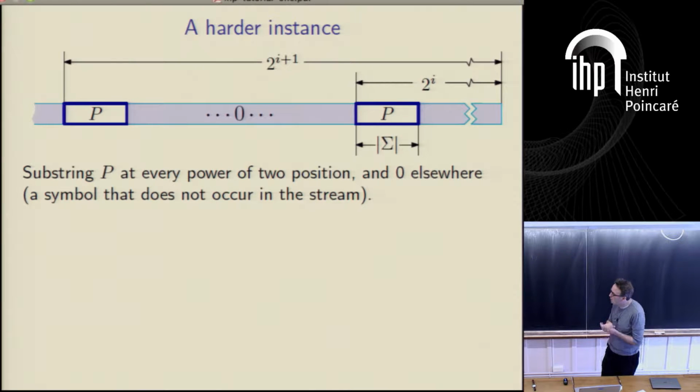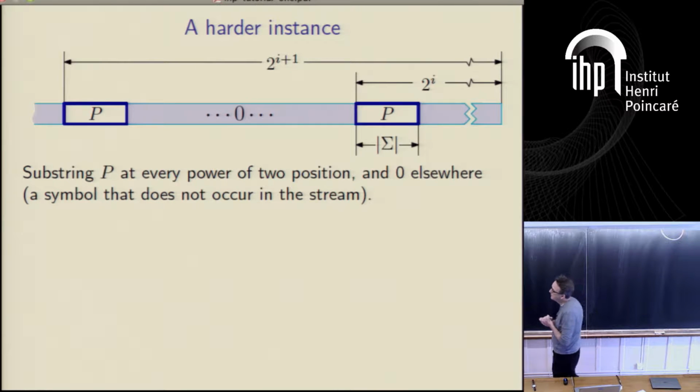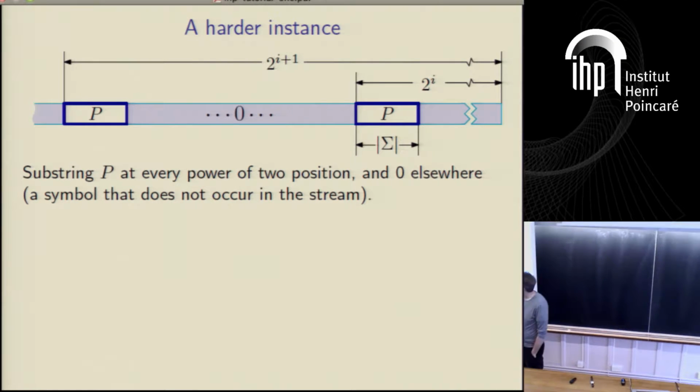So this, in broad brush, is what we did. So rather than having a 1 at every power of 2 position, we have some pattern P at every power of 2 position. And the length of the pattern is going to be the size of the alphabet. So sigma is the alphabet here, and so this is just the size of the alphabet. So we're going to place some string at every power of 2 position, and its length is going to be the size of the alphabet.